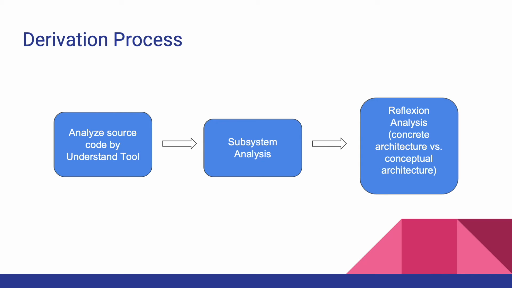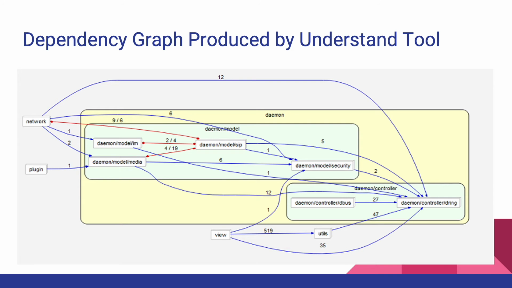This time we started by analyzing the source code using Understand, and we did a subsystem analysis, which was mainly focused on the instant messaging. Last, we did a reflection analysis for the discrepancies between the concrete architecture and the conceptual architecture. As discussed earlier, the core of Yummy's architecture is not the controller, but the model, and the model contains four subsystems: IM, media, SIP, and security.